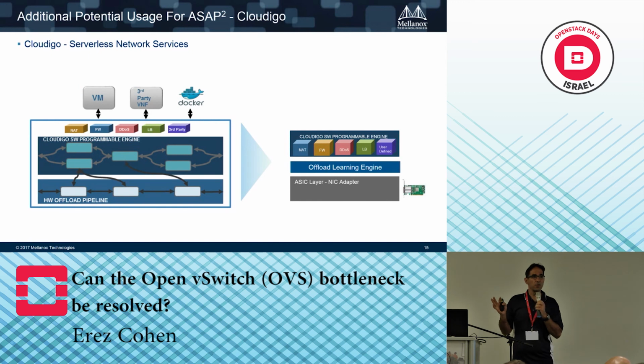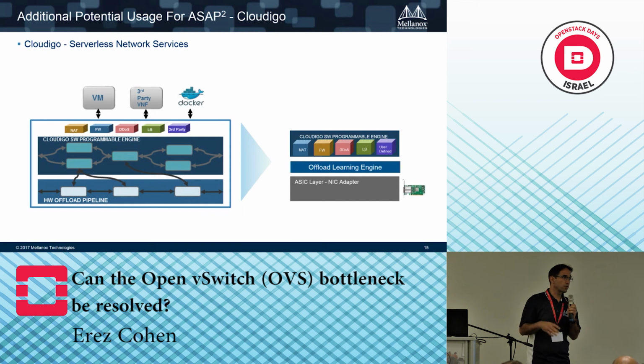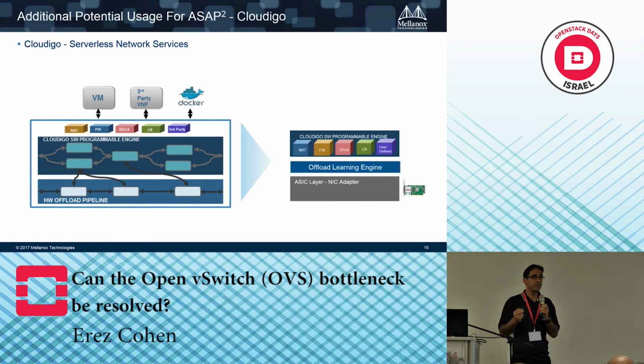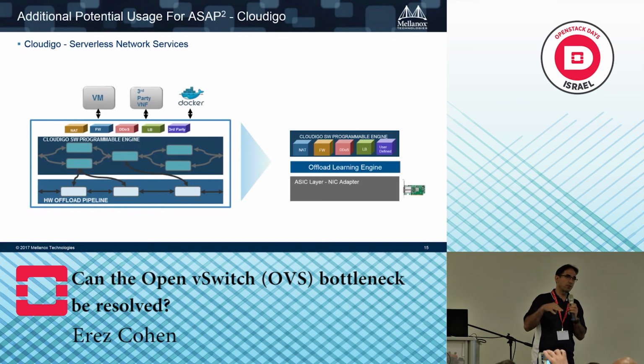But OVS is not the only application that can benefit from that. There are others. One example is Cloudigo. Gal Sagi is here, I'm sure. Cloudigo is a company that looks very differently at network services, breaking them up and making them much more efficient than how they're implemented today. They're breaking up the services and programming them into the right place in the network, including the NIC. And this is something that we're working on together and we're very proud of.